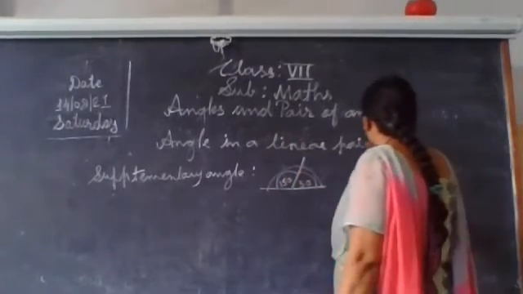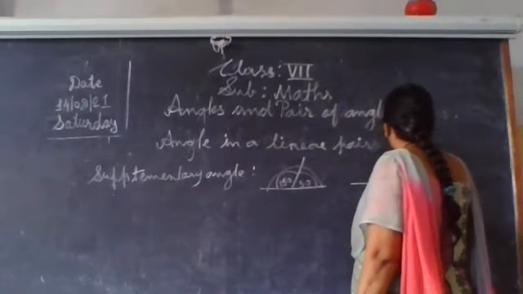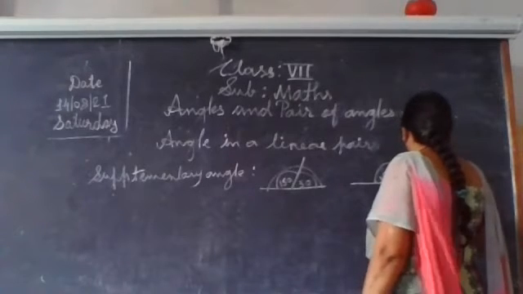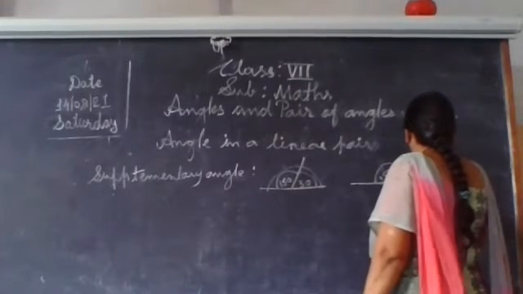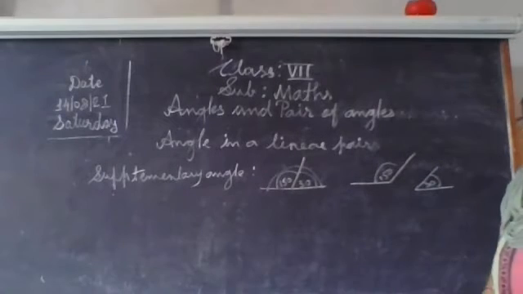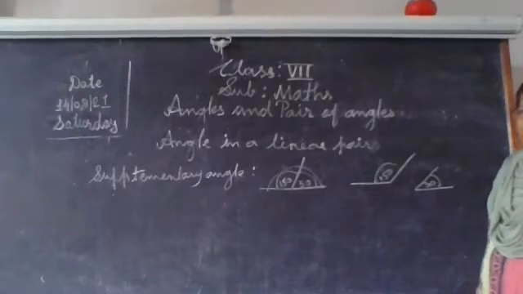Or you can say 150 degree. So these two angles are also supplementary angles. Why? 150 plus 30 is 180.